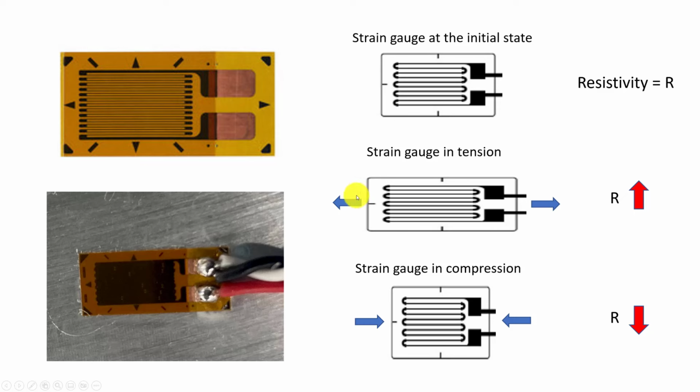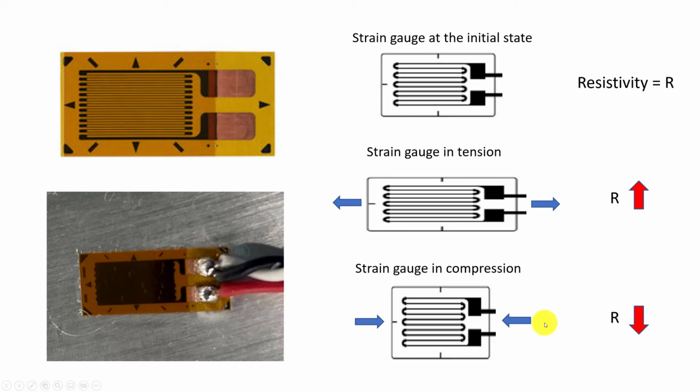So as we pull that strain gauge, we're going to see it elongate. These are going to become narrower in size because of Poisson's ratio. If it's getting longer, it's also getting smaller in diameter. The resistance is going up. More resistance, less current going through.